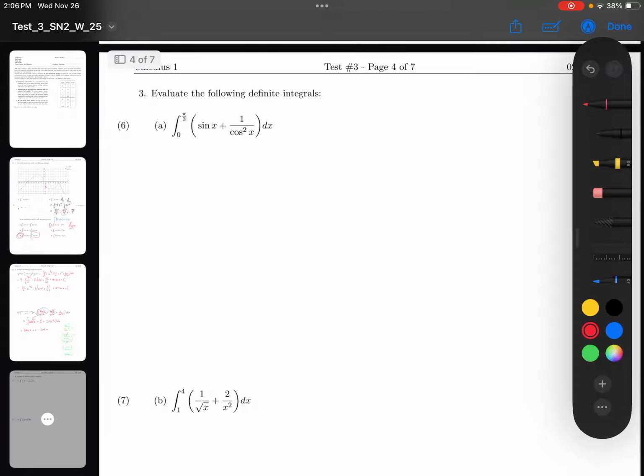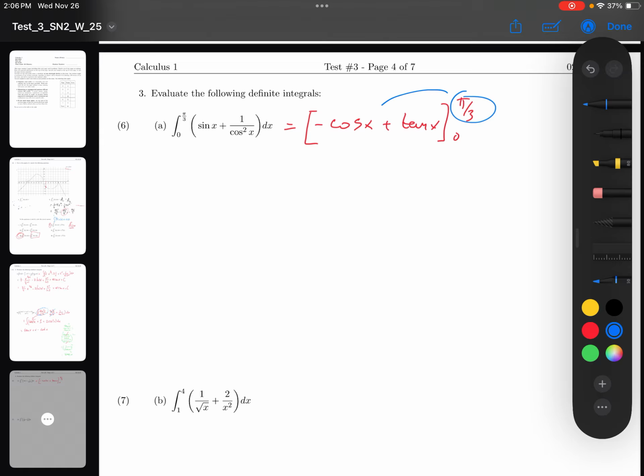Next are definite integrals. So the story here is that you have to find the antiderivative and then evaluate the difference of the antiderivative evaluated at the endpoints of this integral. The integral of sine is negative cosine of x. 1 over cosine squared of x is secant squared, and the integral of secant squared is tangent, so plus tangent of x from 0 to pi over 3.